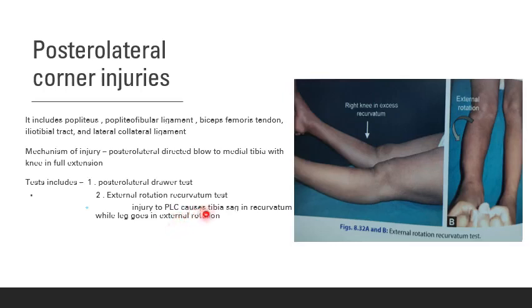External rotation recurvatum test. To do the external rotation recurvatum test, a patient lies supine while knee is kept in extension. Examiner lifts both legs off the couch holding both the great toes together with hands and looks for abnormal recurvatum at the knee. This is the abnormal recurvatum. External rotation of the leg. This will be the external rotation of leg. This indicates the posterolateral corner injury.